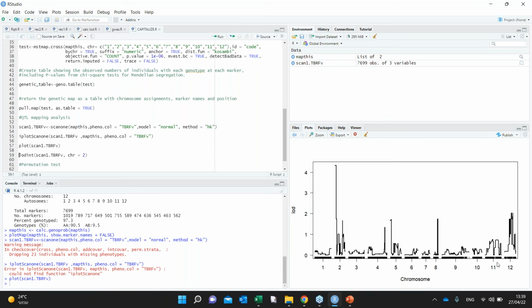So in the x-axis, you can see the 12 chromosomes of the tomato, and in the y-axis, the significance of the markers. As you see here, there is a very significant area in chromosome 2 that affects the tobamovirus resistance, but I want to see the effect of the QTL.